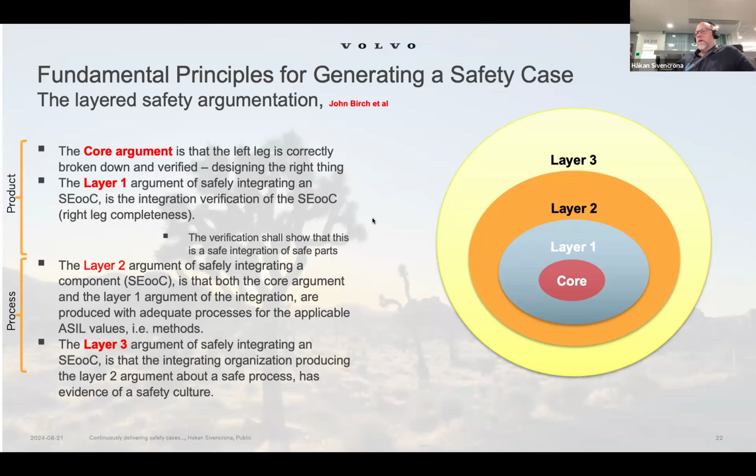Layer 2 is that we have the tools. We are doing the integration according to adequate processes. If we say that code is safe, well, what do we mean? If it's good, well, have we removed all systematic faults? We need to do that argumentation in layer 2. But that's not the entire truth either. So in layer 3, we really need to rely on the competencies and the safety culture, that we actually do what's said, right? We really need to rely on people doing it according to the processes and having the competencies to break down and verify. So this is one point.